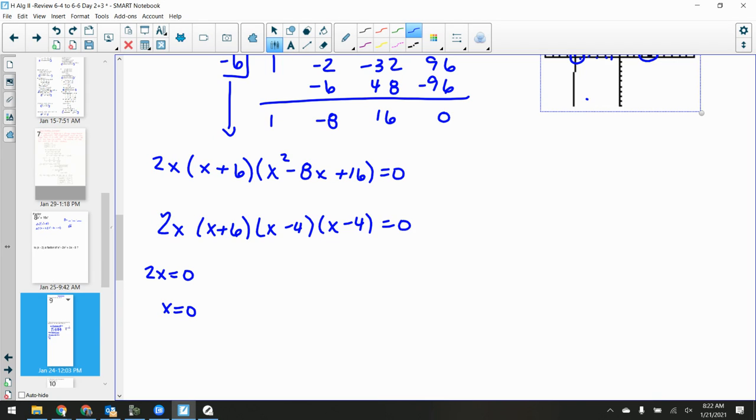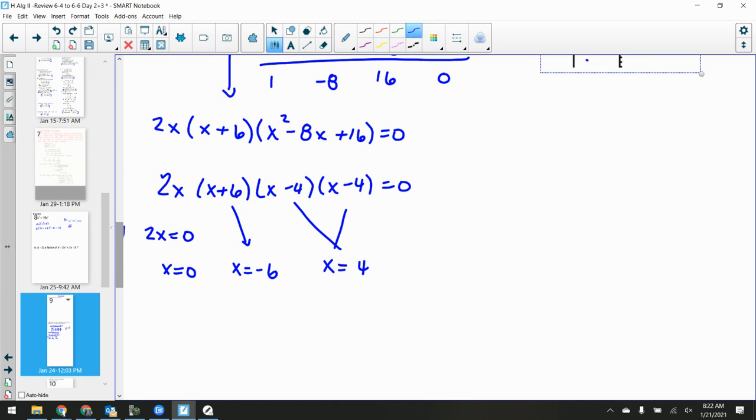Now, is there any multiplicity other than 1 on 0? No, because if this was an x squared, the multiplicity would be 2. If it was an x cubed, it would be multiplicity of 3. X to the fourth, multiplicity of 4. But it's just an x, so it's multiplicity of 1. We got x equals negative 6 from this one here, and then we got x equals 4 with those two. So x equals 0 and negative 6 both have a multiplicity of 1, because it's only there one time. But 4 has a multiplicity of 2, because it's there twice.